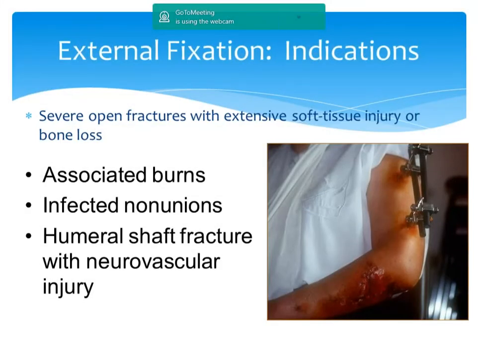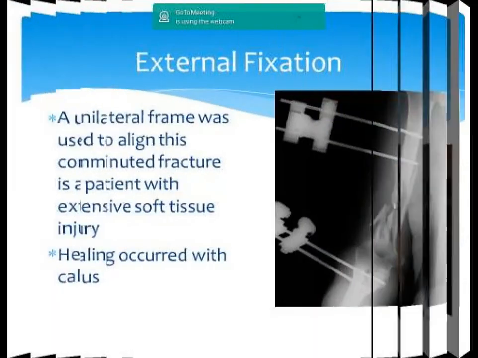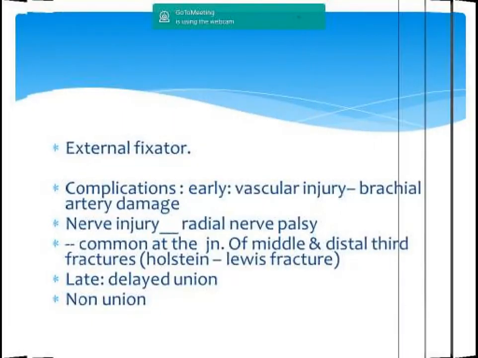Coming to the next one, external fixation. External fixation is also one important thing. Here, especially if the skin condition is not good, infected non-unions, humeral shaft fracture with a neurovascular injury. Neurovascular injury is already there, so even after repair of the nerve it cannot be regained. So in that case, better go for external fixation.